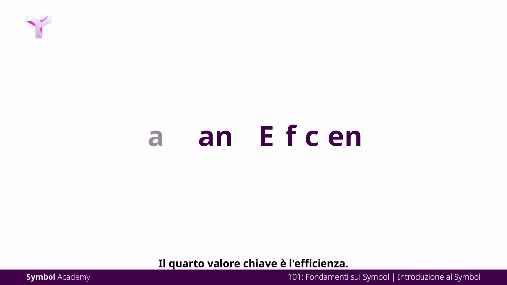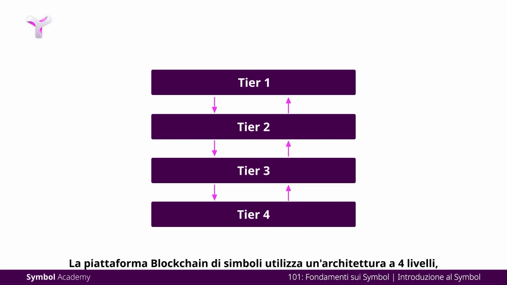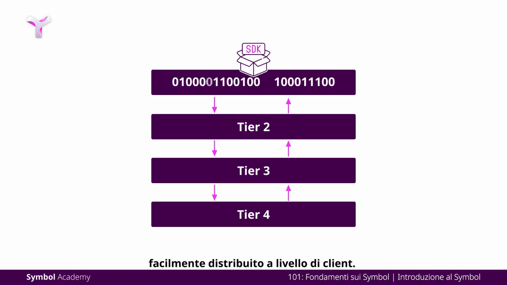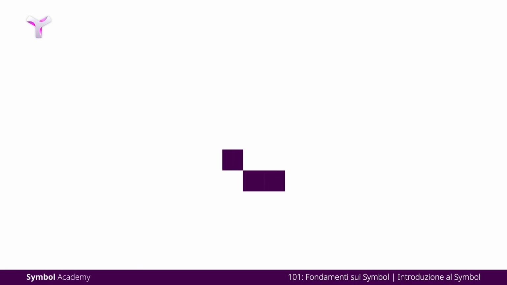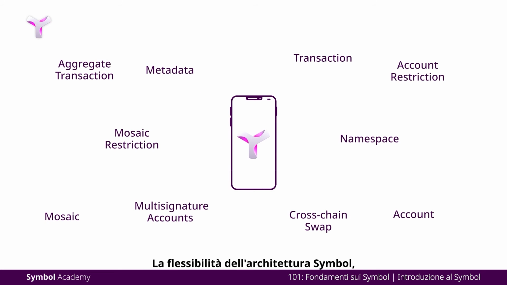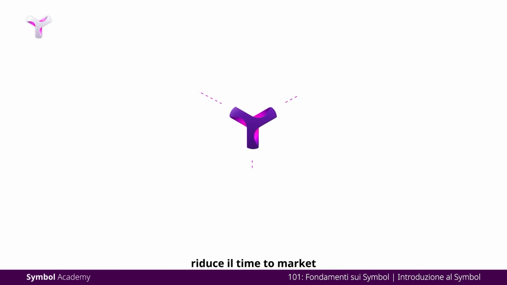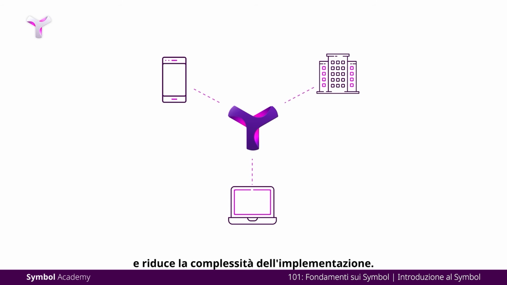The fourth core value is efficiency. Symbol uses a 4-tier architecture that keeps each tier free from disturbing one another. It also allows developers to update any tier without disrupting the other tiers. So, for example, an SDK can be easily deployed at the client level. Having tiered architecture also provides more security for every user. The flexibility of the architecture and the built-in features available in Symbol blockchain reduce the time to market and reduce the complexity of implementation.